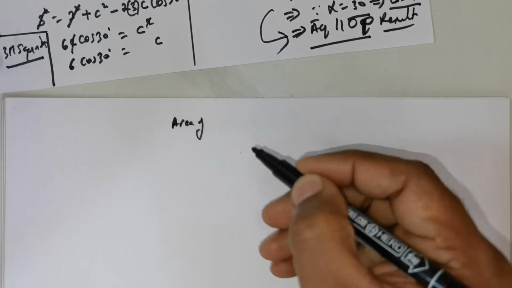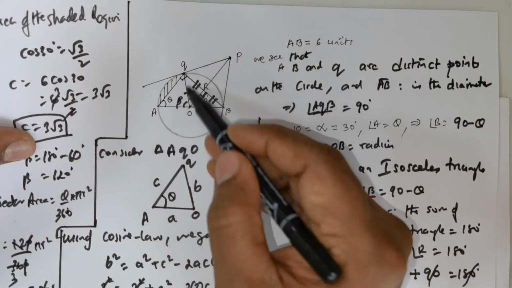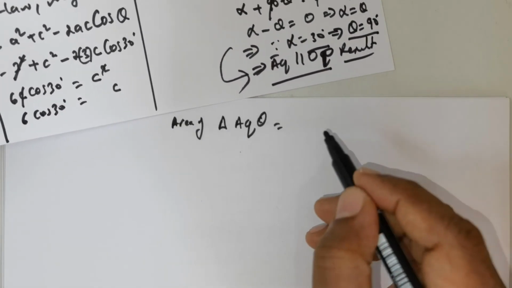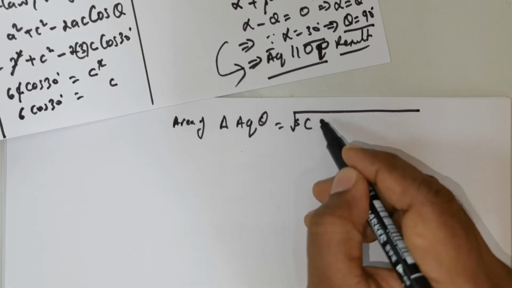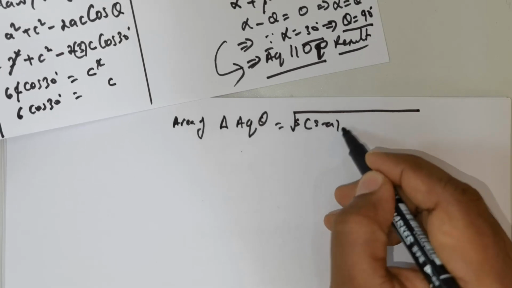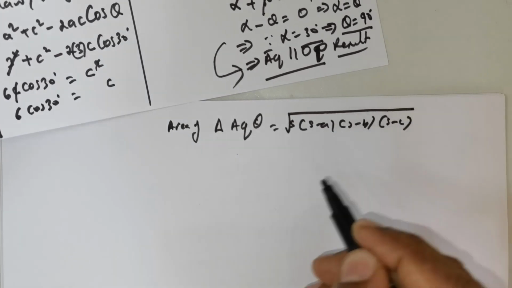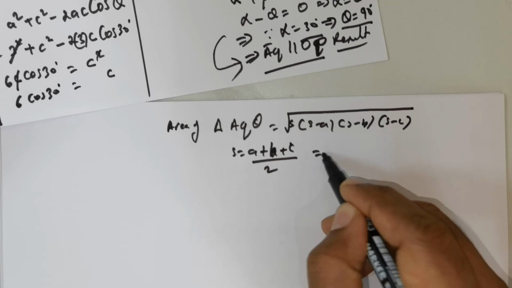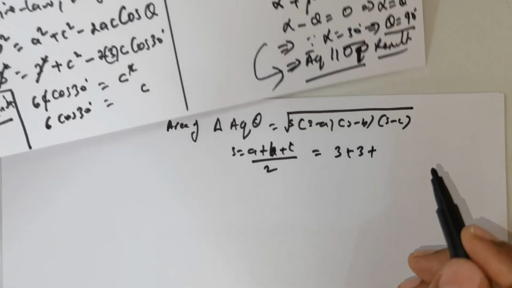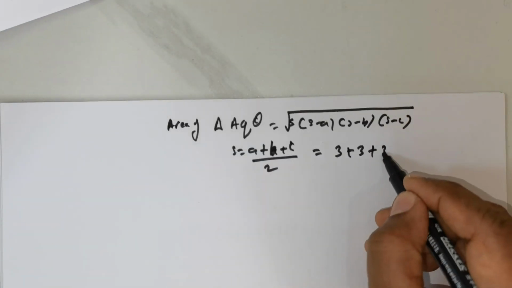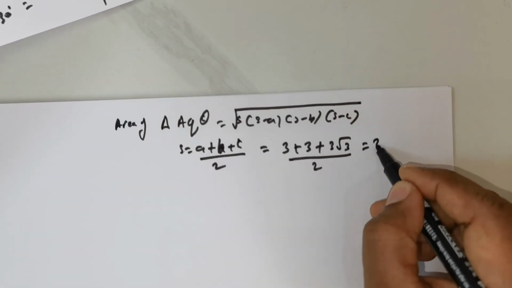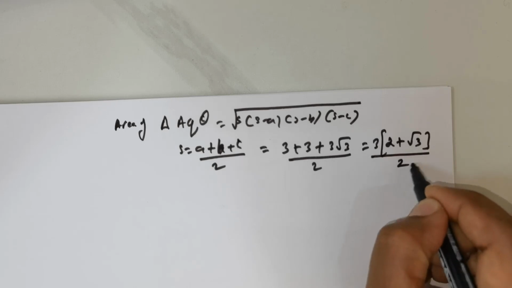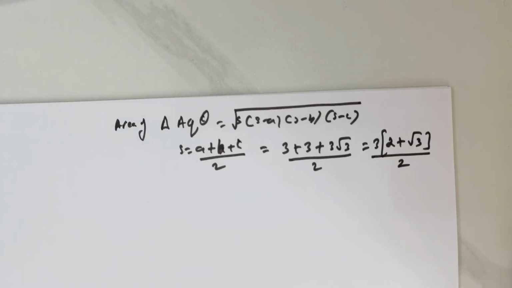Now we need to find the area of triangle AQO. How do we get that? For that, we are going to utilize Heron's formula: square root of S times S minus A, S minus B, S minus C. And S is equal to A plus B plus C divided by 2, where A is 3, B is 3, but C value is 3 times root 3. So 3 times root 3 divided by 2. So you take 3 out, you get 2 there, root 3 there, and 2 there, right? So this is what you get.